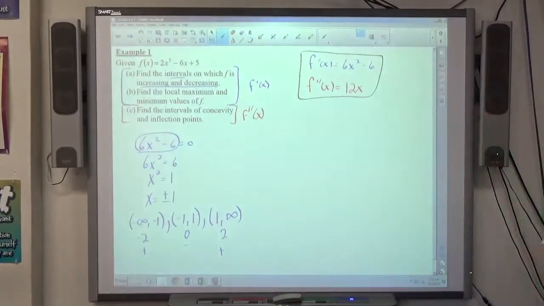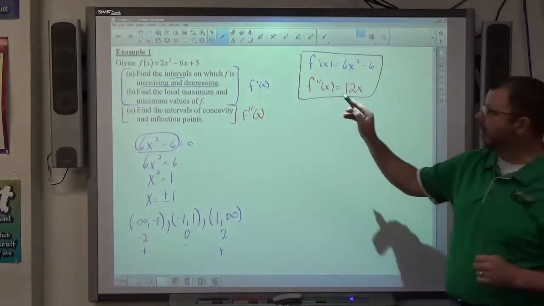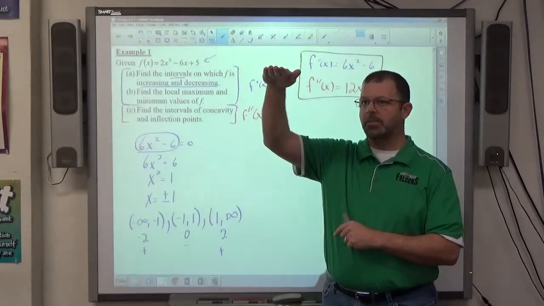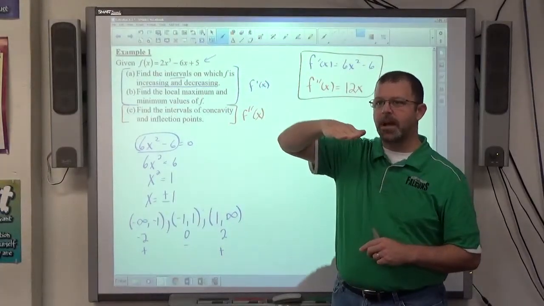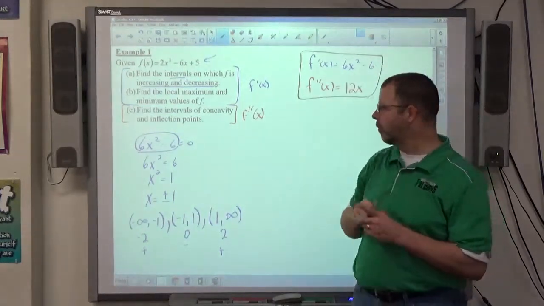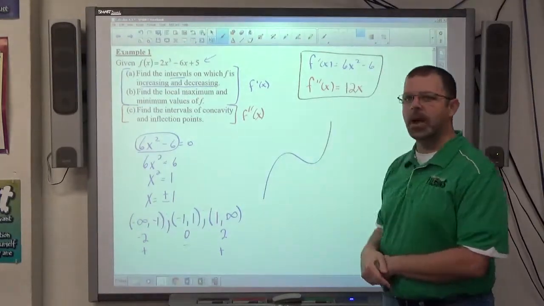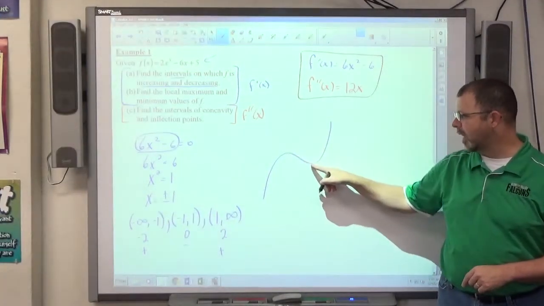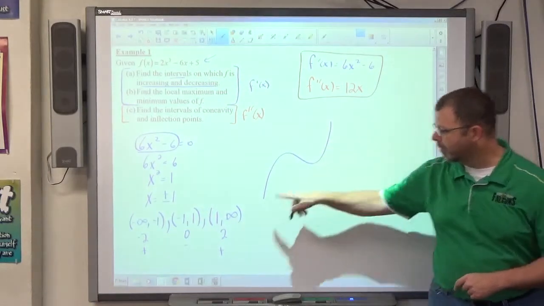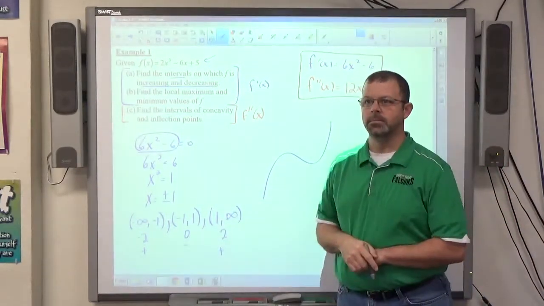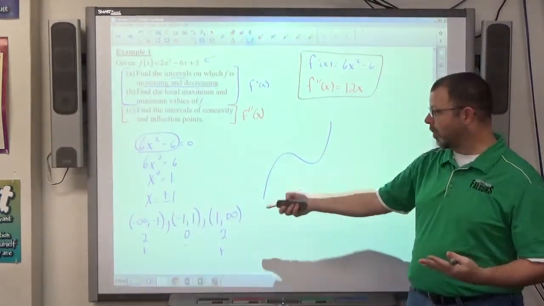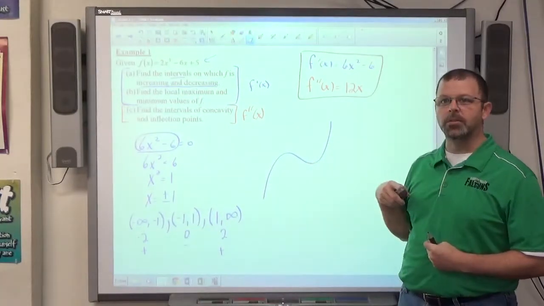So I know for a fact right now, before I do anything else, this graph increases from negative infinity to negative 1. From negative infinity to negative 1, this graph's going up. Then it flattens out. From negative 1 to 1, it goes down. Then it flattens out. From 1 to infinity, it goes up. So without doing anything else, that's what the graph looks like. It goes up till it gets to -1, then it flattens out, then it goes down till it gets to +1, then it flattens out, then it goes up. Goes up, goes down, goes up. I haven't done anything more than just find two numbers, and I've already got basically what the graph looks like.